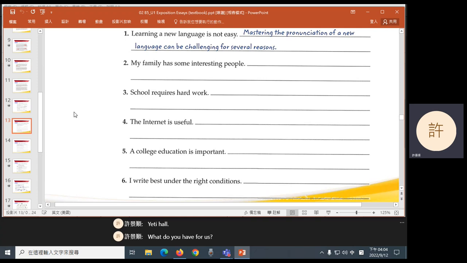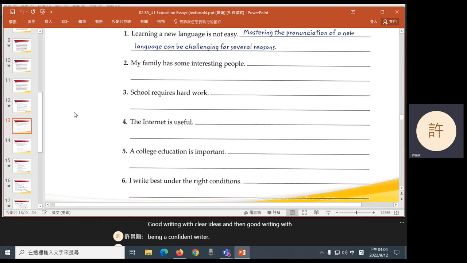So your classmate is expanding the idea of the right conditions. So he says, I write best when I have a clear idea and I feel confident. That's good. So then you can connect the idea of good writing with clear ideas, and then good writing with being a confident writer.